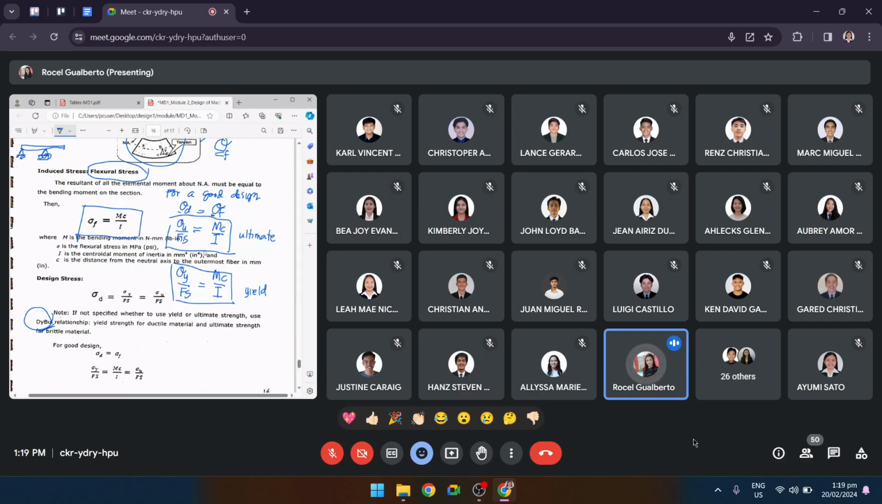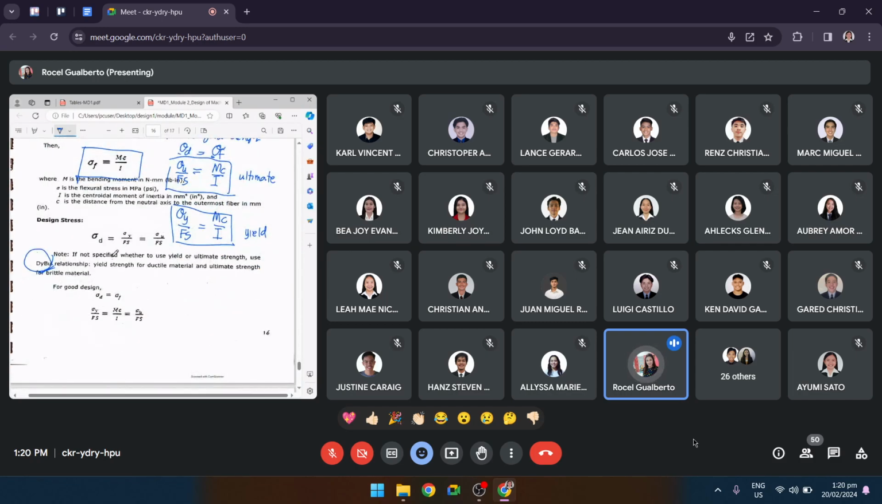So we focus now on this induced stress: M, C, and I. How can we obtain the values of each? The M, the C, the value of I. When we deal with beams, it is necessary that we know two things. The first one, you determine the beam loading. And then the second one, you have to know also the beam cross section.